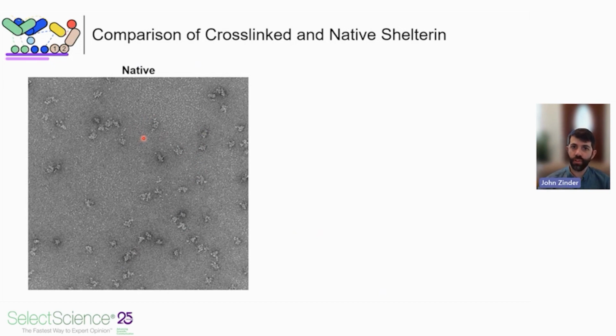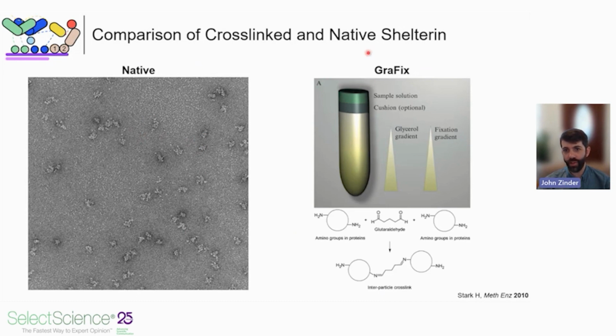And so in order to solve this, we tried to use glutaraldehyde cross-linking, and more specifically GraFix. This is a technique in which, in addition to a glycerol gradient, you have a gradient of a fixative, in this case glutaraldehyde, which is a bifunctional amine reactive cross-linking molecule. You apply your sample, in this case Shelterin, to the top of it. You spin it in an ultracentrifuge, and as it's being separated by size in the glycerol gradient, it is experiencing at first very low concentrations of glutaraldehyde, which gently cross-links it, and then higher and higher concentrations of glutaraldehyde, which stabilizes it and locks it in place.